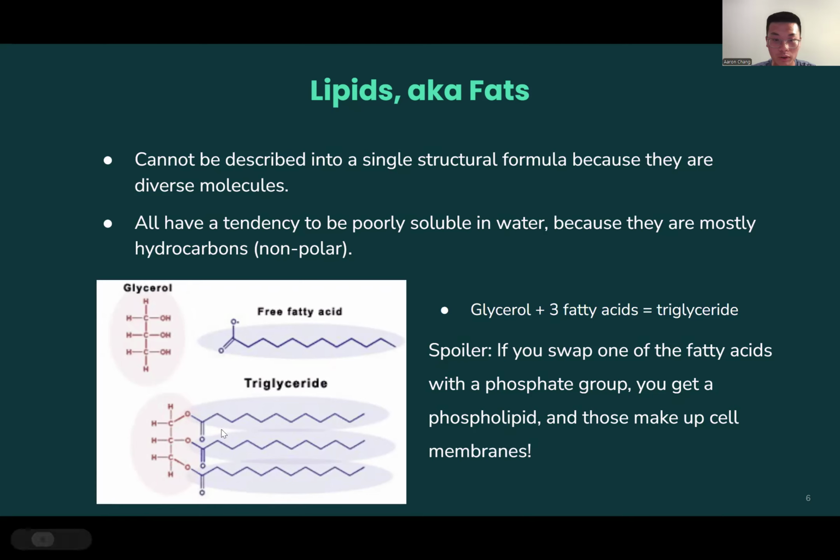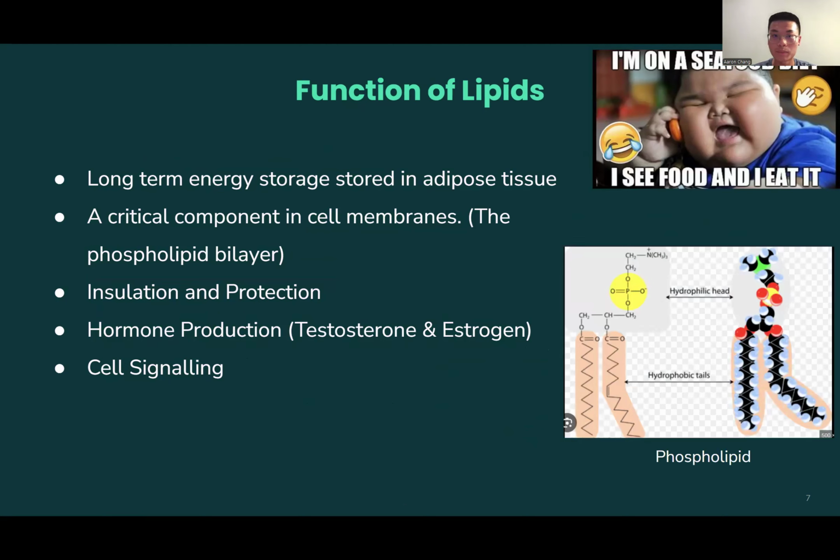If you swap one of these fatty acids and replace it with a phosphate group, you get a phospholipid, which is the thing that makes up cell membranes. The functional lipids include long-term energy storage stored in adipose tissue, and a critical component in cell membranes, the phospholipid bilayer, for example.